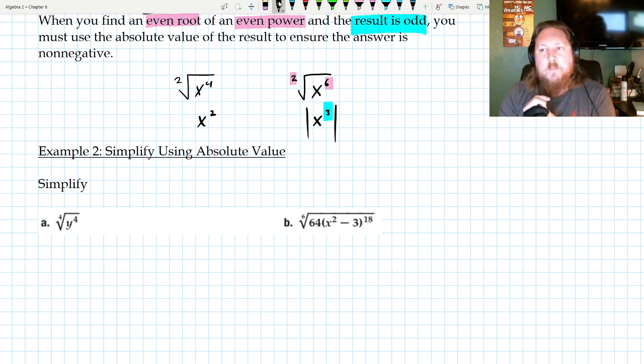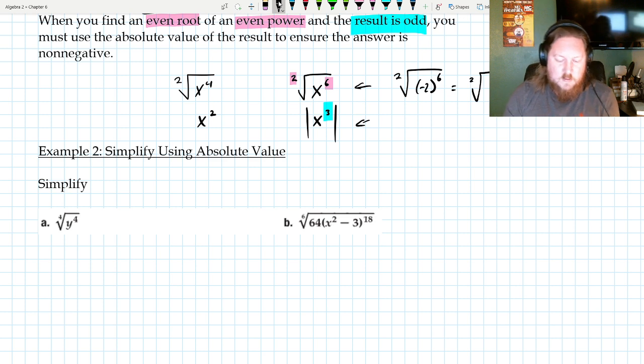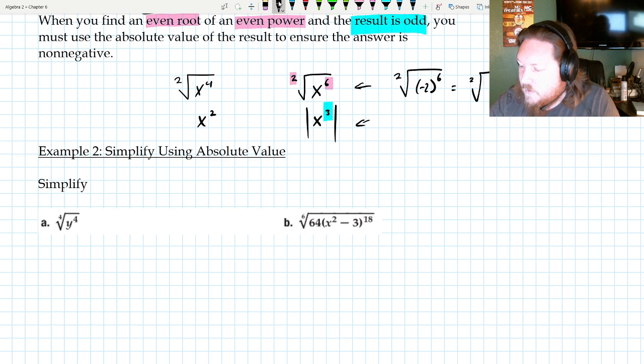So the reason for that is, let's take a number like -2 and plug it in to both of these expressions. So the square root of -2 to the 6 is the square root. What is -2 to the 6? -2 to the 6 is 64. And the square root of 64 is 8.